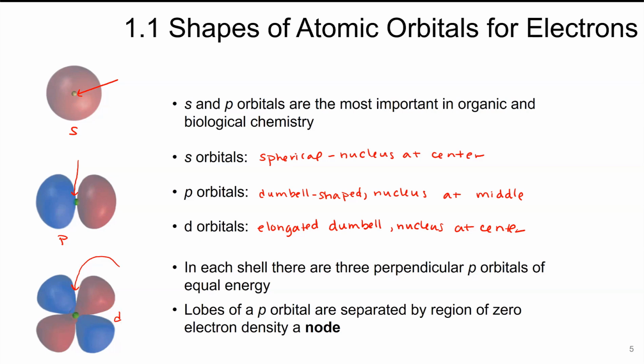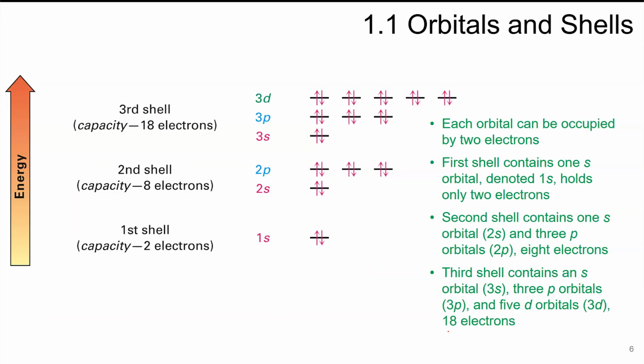Each of the shells has 3 perpendicular p orbitals of equal energy, and the lobes of the p orbital are separated by a region of no electron density, which is referred to as a node. There's no electron density in here, and that is considered the node. When we look at different orbital diagrams, an s shell is lowest in energy. This can hold 2 electrons. So any of these orbitals can at most hold 2 electrons.